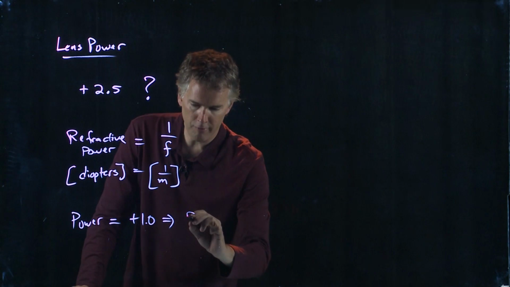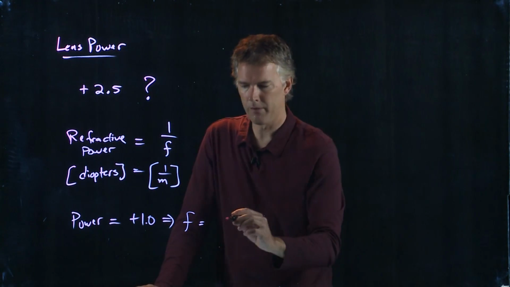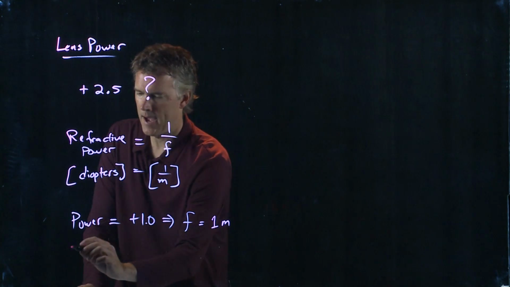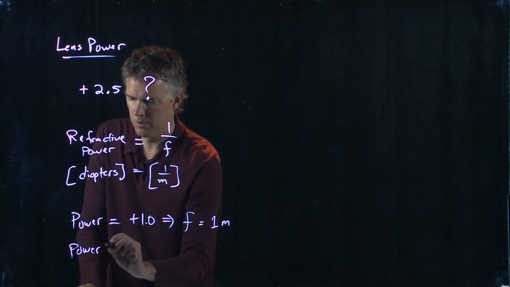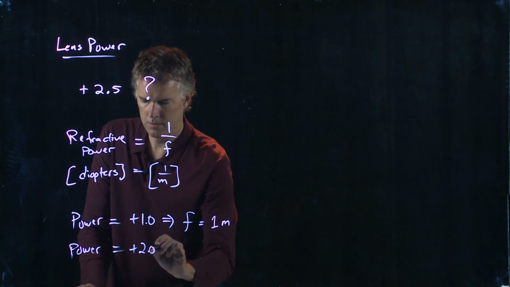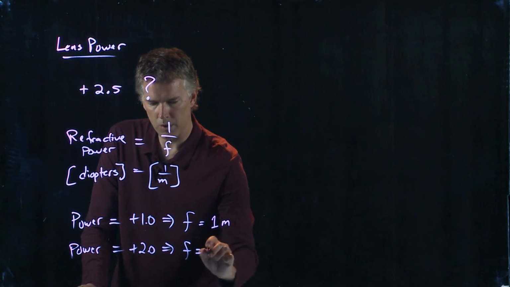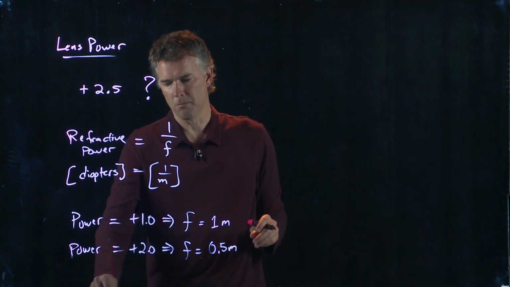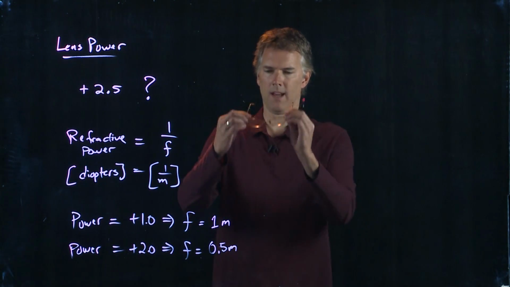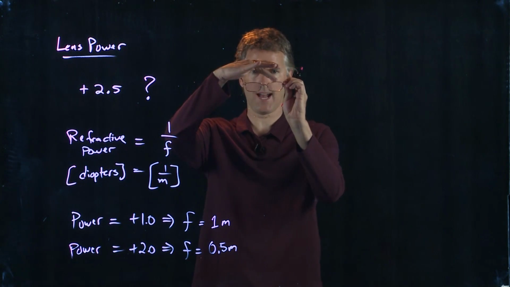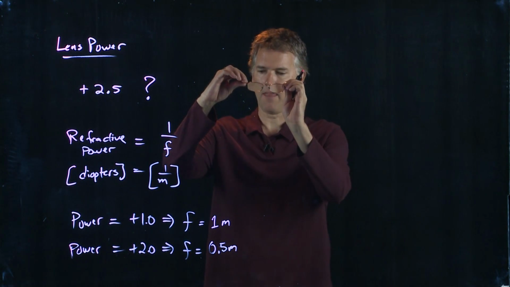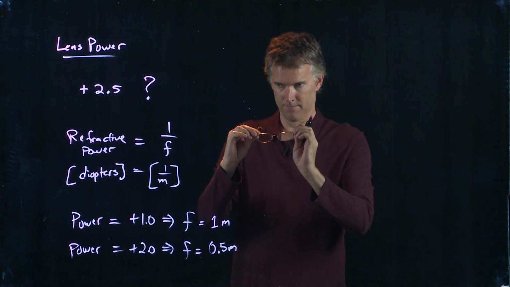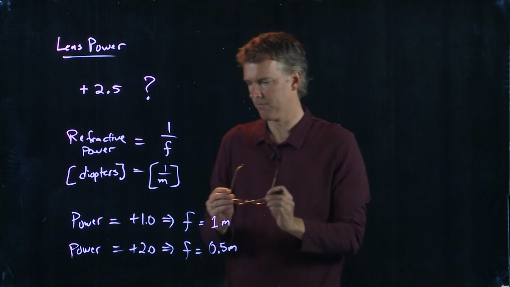then that means the focal length is 1 over that. It's 1 meter. But if you have a power of 2, focal length is 1 over that, which is a half a meter. Okay, so my glasses here, the left eye is a +3 and the right eye is a +2.5. And that means that the focal length here is about 1/3 of a meter on this side. Okay, 30 centimeters.